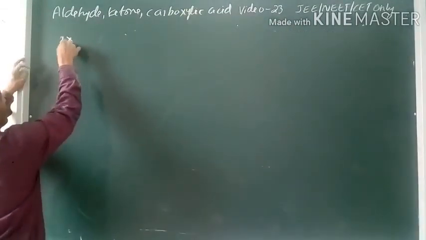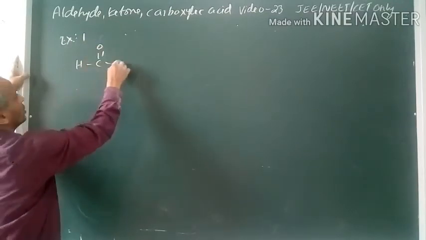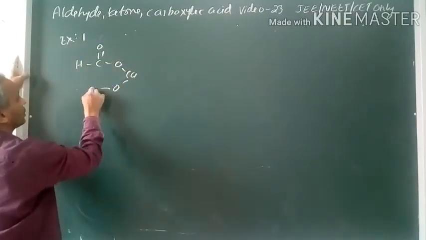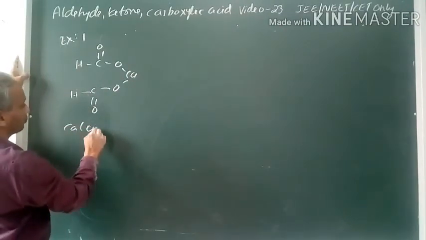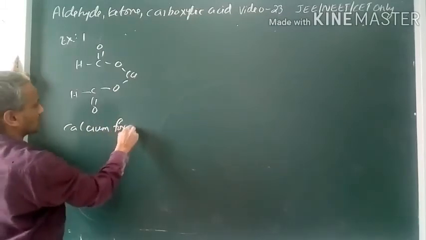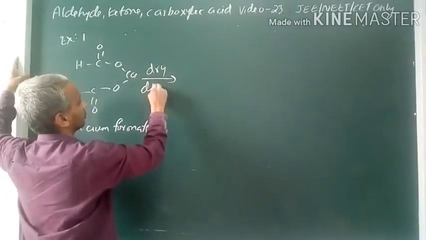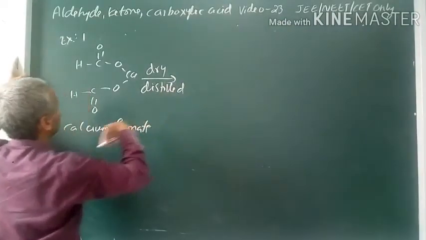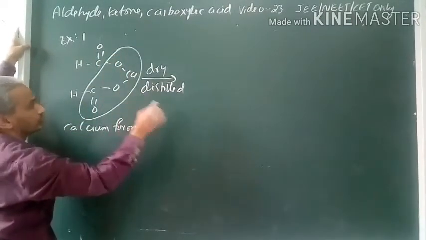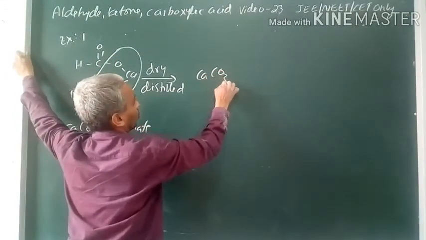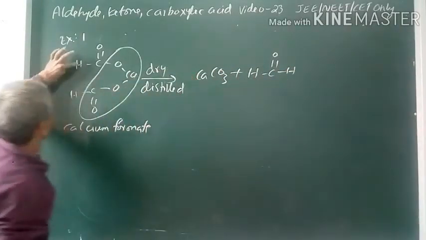For example now, example 1. HCOOCaOCOH, calcium formate, dry distilled. As I said earlier, calcium carbonate is removed, CaCO3 removed, I get formaldehyde HCHO.